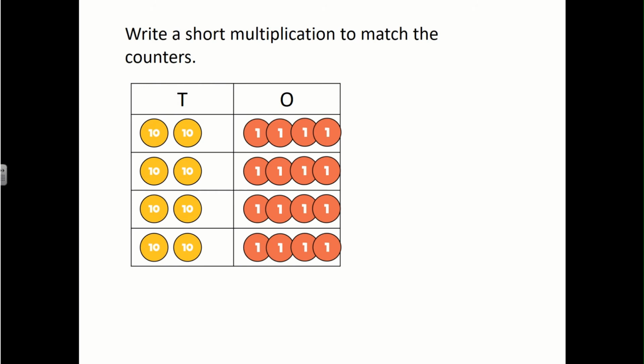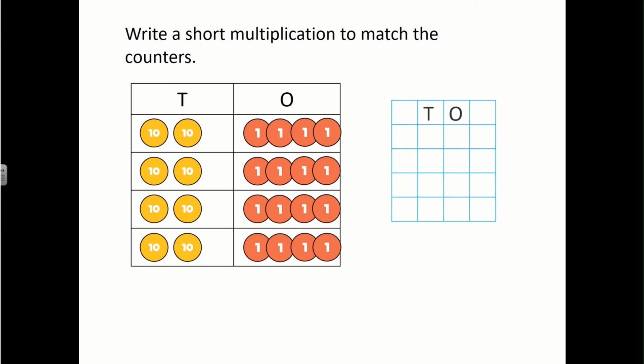I can also represent these using place value counters. So in this calculation, I've got 24 and 24 and 24 and 24. 24 multiplied by 4.